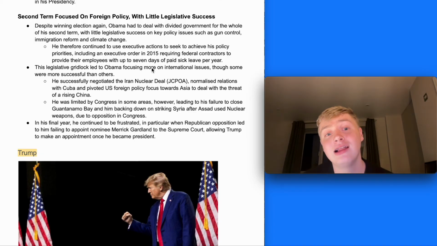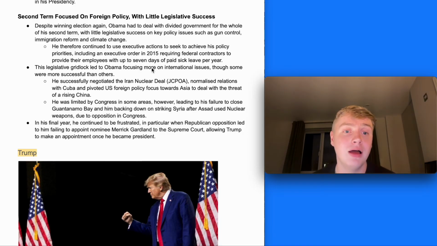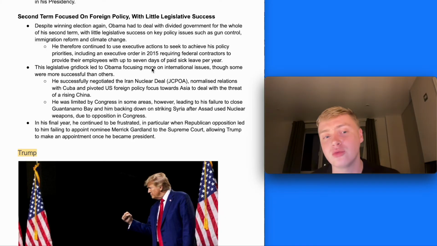Legislative gridlock led to Obama focusing more on international issues, though some were more successful than others. You saw key executive agreements, including the negotiation of the Iran nuclear deal and the US signing it, as well as the US signing the Paris Climate Agreement. But he was limited in foreign policy in some areas by Congress in particular. He failed to close Guantanamo Bay, and he had to back down on striking Syria after Assad used chemical weapons in Syria. I think this was in 2013, due to opposition in Congress.